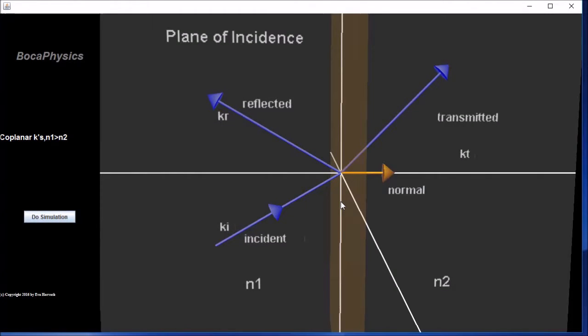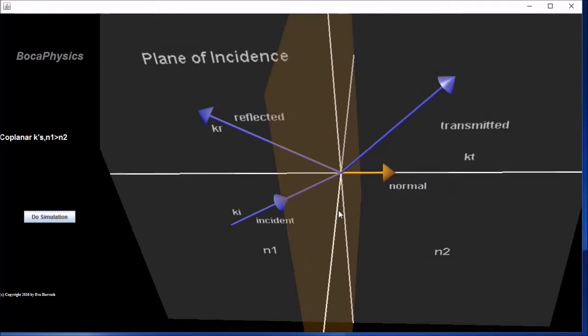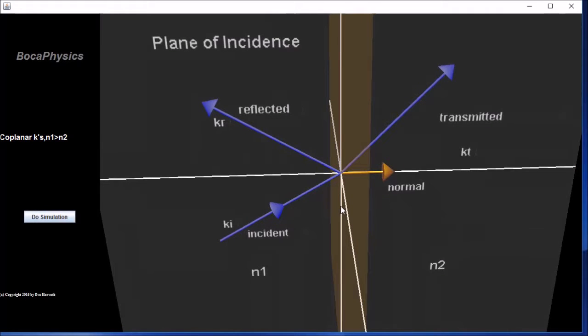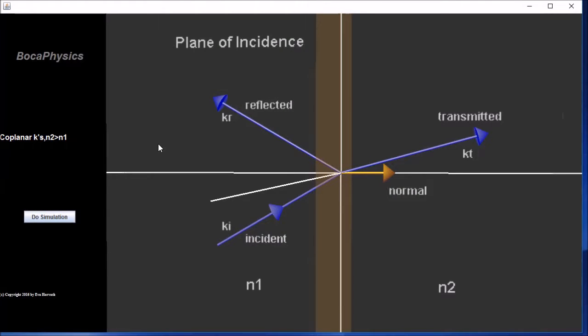In this next simulation, the index of refraction n1 is greater than the index of refraction n2. This is why the transmitted wave vector is bent away from the normal rather than towards it. Our next task is to relate the electric field vectors and magnetic field vectors of the reflected and transmitted waves to those of the incident wave.